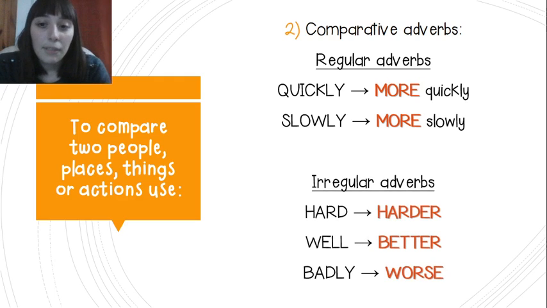In the case of the irregular adverbs, we have to remember them, but there are two that are very easy that we know. Hard turns into harder, but here it is an adverb. It can describe how an action is done. Well turns into better, and badly turns into worse.